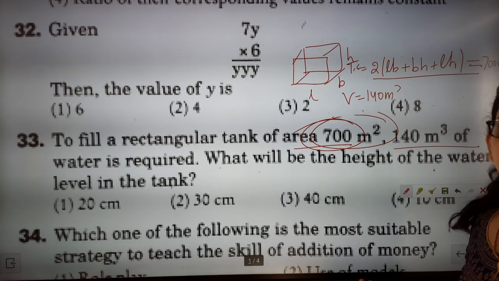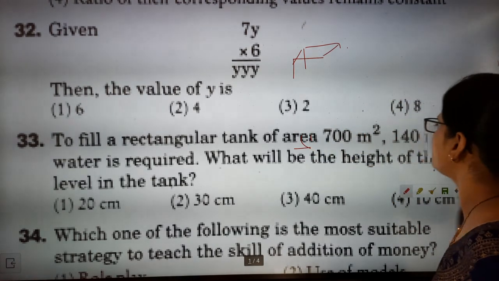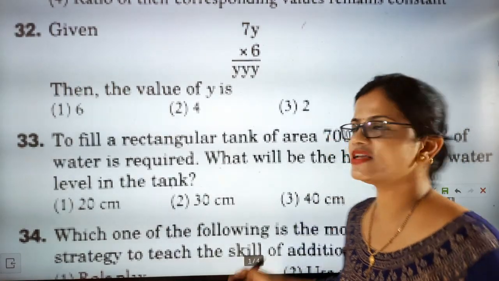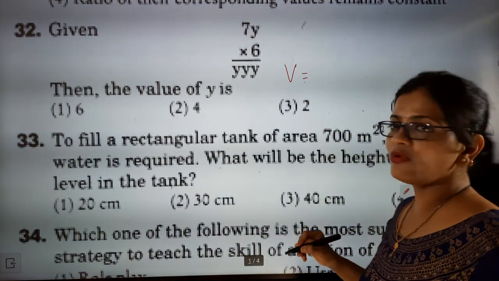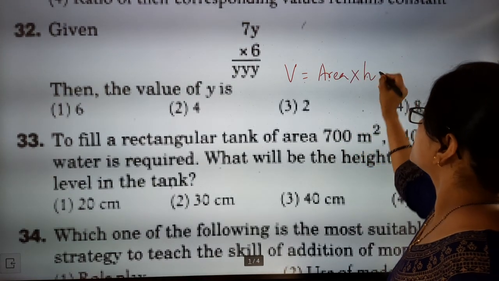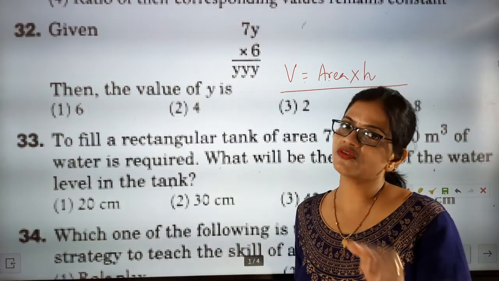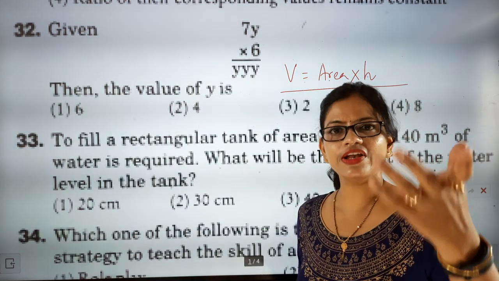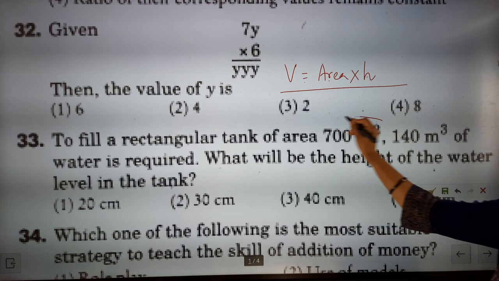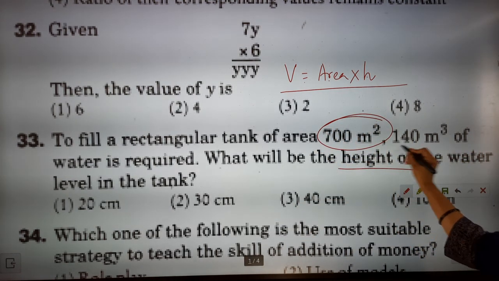So both things they have given and they are asking for height. Now are you going in the examination hall to find length, breadth and height? Why do we need them? One simple formula is there: volume of a figure will be equal to area into height. Area into height is a very important formula. Volume of any dimension will become area into height. The area is already given, and they are asking for height, and the volume is also given.